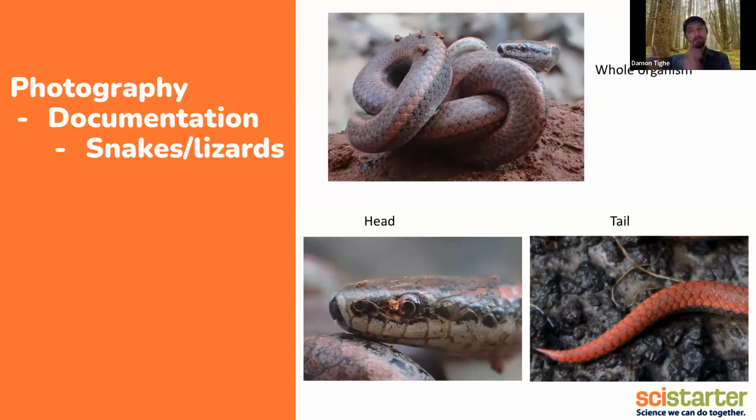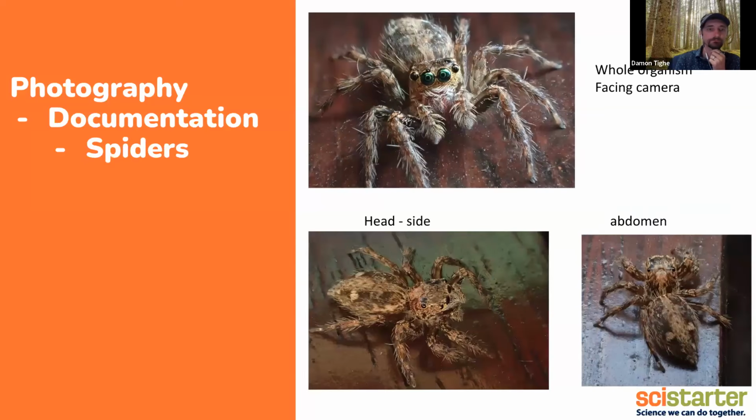And then also get the tail end of the critter too, because some of those tails can be really helpful in identifying them as well. So this one is called a sharp-tailed snake, and as you can see, its tail comes to a sharp little point, hence the name. And so these are the three shots that I would try to go after with the reptiles and the serpents. Let's go ahead and go to the next one.